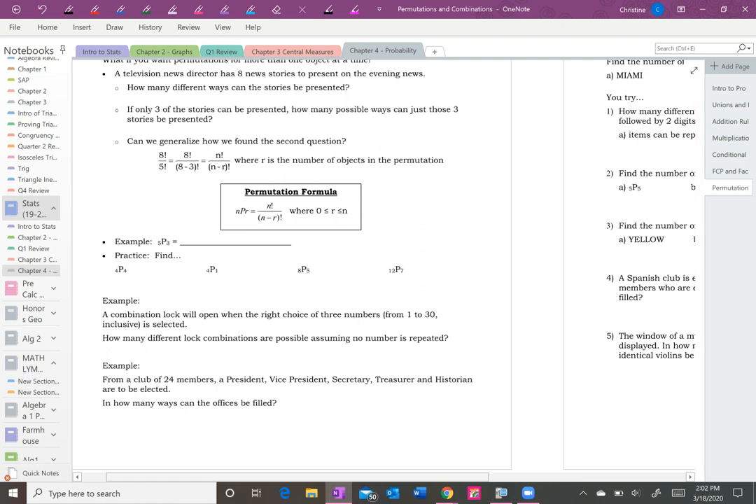All right, in this lesson, we are going to talk about the different number of ways to arrange things. In order to do this, there are two formulas that you're going to need. One is called a permutation and one is called a combination.